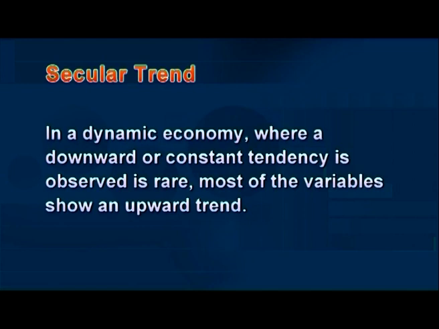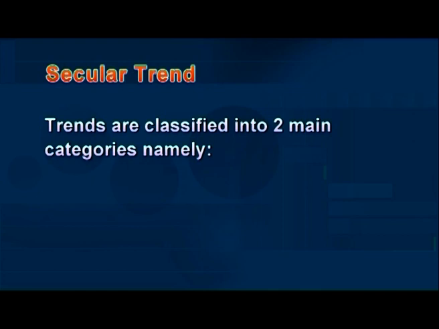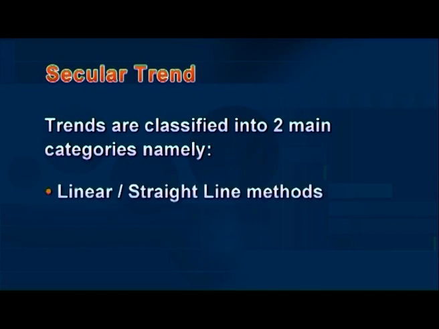In a dynamic economy, a downward or constant tendency is rare; most of the variables show an upward trend. The general tendency of the data to grow or decline over a long period of time is called secular trend. Trends are classified into two main categories, namely linear or straight line trends, and non-linear trends.